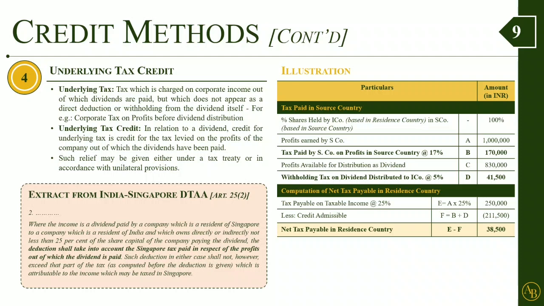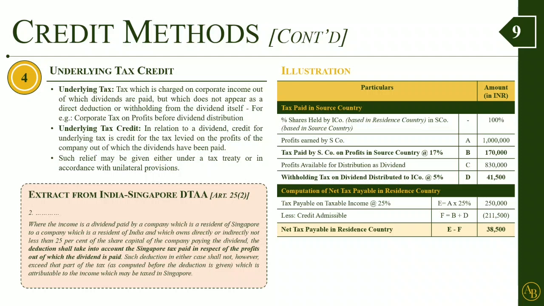1,70,000. So now the net profits which are available for distribution as dividend to the ICO are 8,30,000, which is 10 lakh minus 1,70,000. We presume that the withholding tax on such dividend distributed is 5%, which comes to around 41,500, that is 5% on 8,30,000.